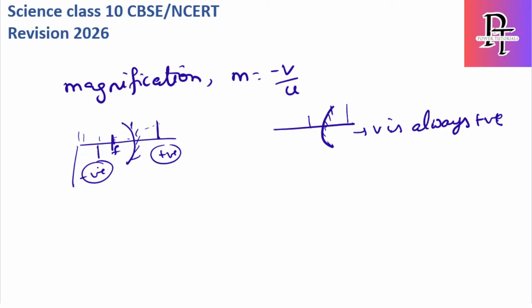Okay, so this is the magnification formula. And with respect to height also, if they ask, you can also write it is h dash by h. h dash is height of image by height of object.